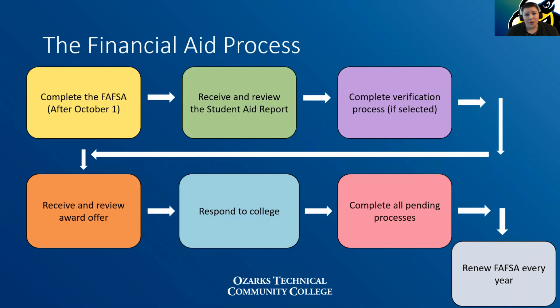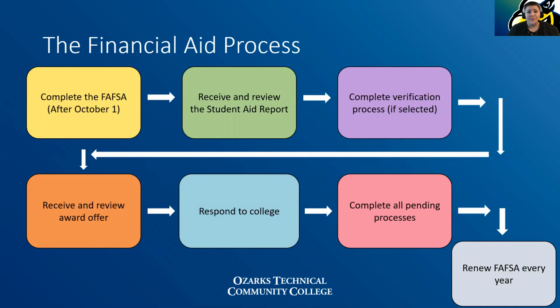to attend, the process is going to look very similar. First, you will complete the FAFSA. The FAFSA is available each year on October 1st. So sometime after that date, you will complete the FAFSA. And then a few days later, you're going to receive and review your student aid report.